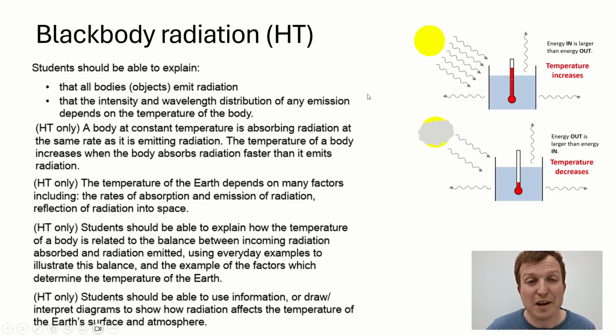Told you it was a long spec statement for black bodies. Nothing in here is that terrible, I promise you, but it's worth knowing. It's all about how objects reach equilibrium depending on how much radiation they emit or absorb. So all bodies or objects emit radiation. The intensity and wavelength depends on the temperature of the body. We're going to have a look at that a little bit later. But generally speaking, if you absorb more infrared radiation than you emit, then you're going to have a temperature increase. If you emit more than you absorb, you can have a temperature decrease. That's just common sense.